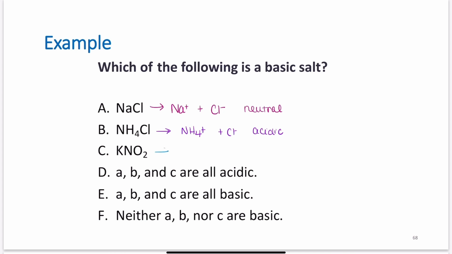And KNO2 splits up into K plus and NO2 minus. K plus, potassium ion, comes from KOH, strong base, very stable, neutral solution. NO2 minus, nitrite ion, comes from HNO2, which is a weak acid, which means this is a conjugate base, and this solution will in fact be basic.